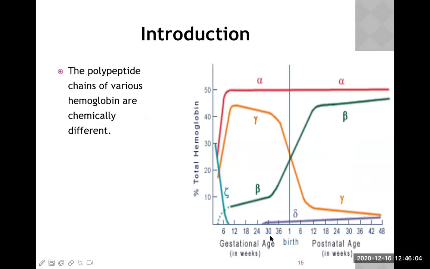Now all of you please focus on this graph here. See here, it is written gestational age, this is the time of birth, and this is the postnatal age. This is the postnatal age, means after the birth. And this is the percentage of total hemoglobin in the blood.